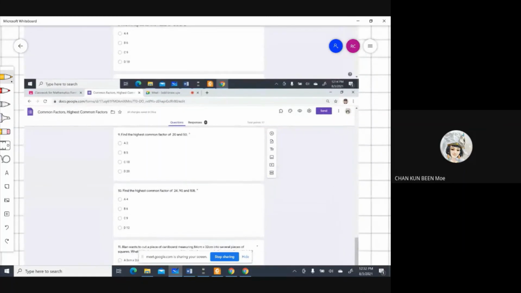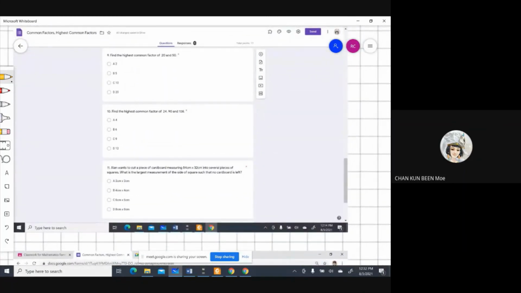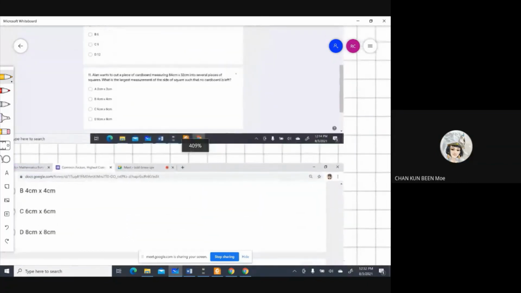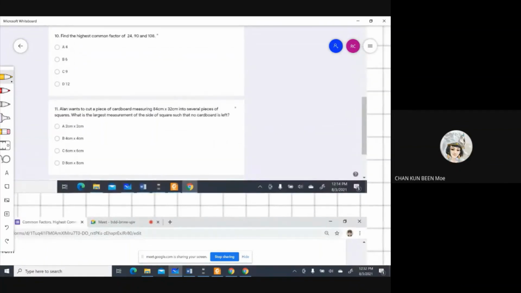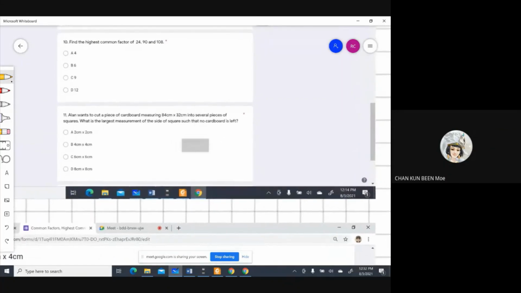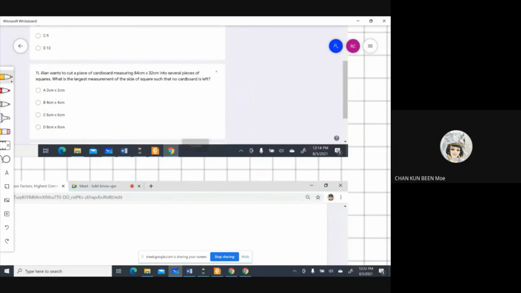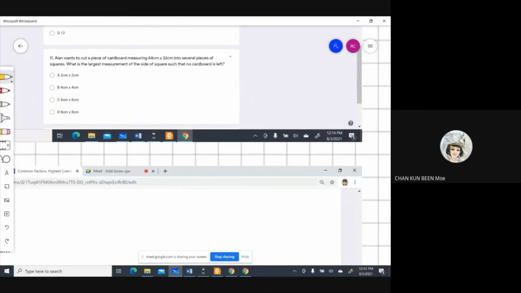Okay, now we continue with question number 9 here. 9, 10, any problem? What about 11? Any problem? Okay, 11 I'll discuss with you all. So the question is like this. Okay, I make it bigger. Ellen wants to cut a piece of carpet measuring 84 centimeter times 32.